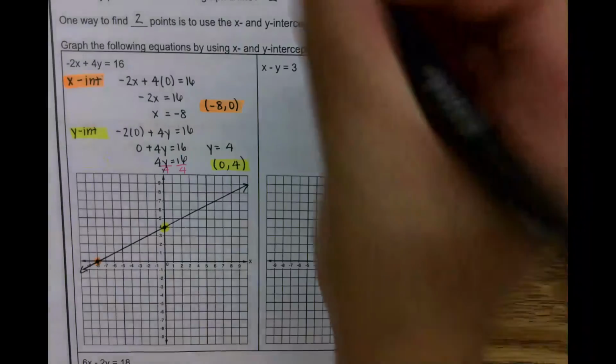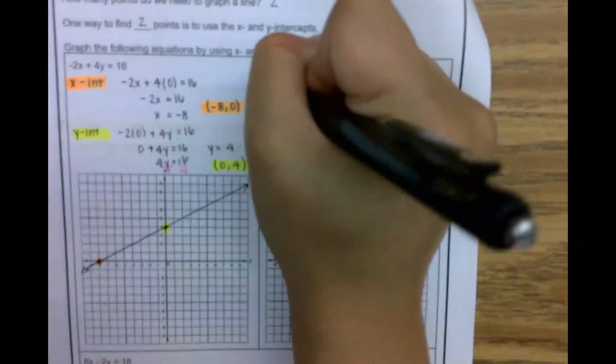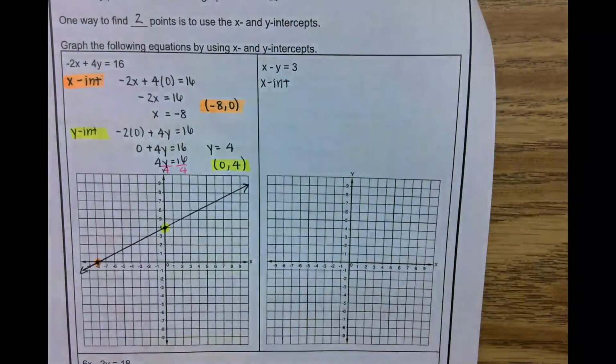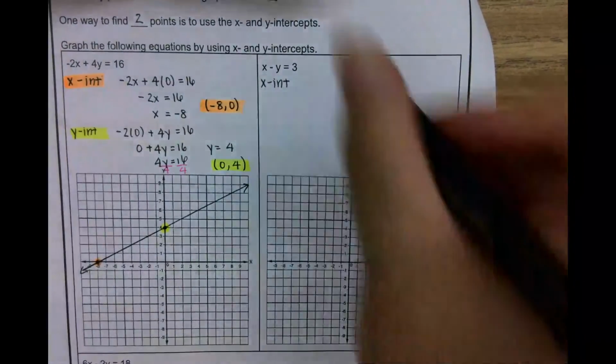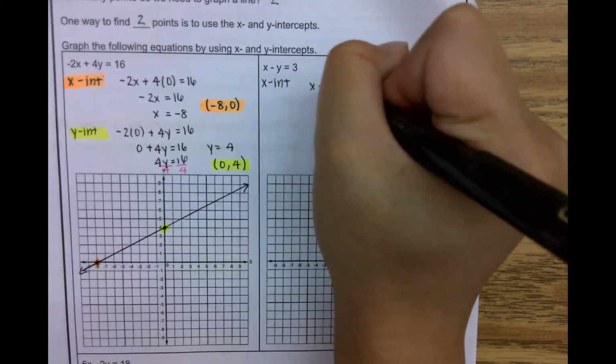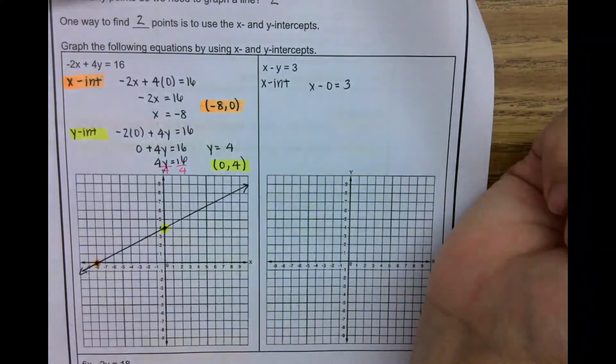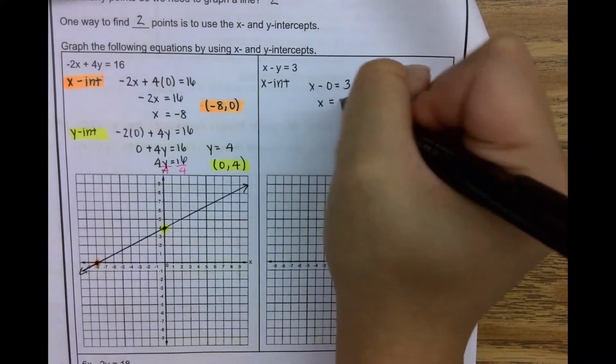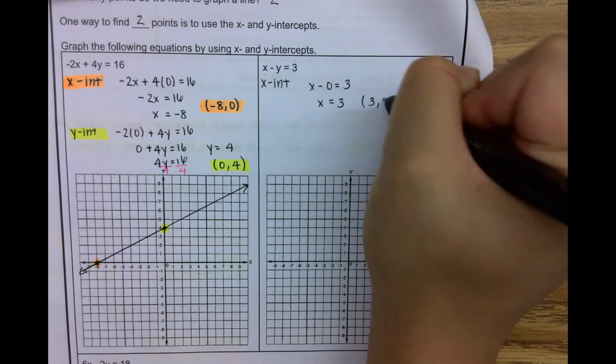Okay, so let's try the next one here. I'm going to find my x-intercept first. The x-intercept is when we plug in 0 for y. So x minus 0 equals 3, and we're going to solve for x. x minus 0 is just x. x equals 3. So my x-intercept is at 3, 0.